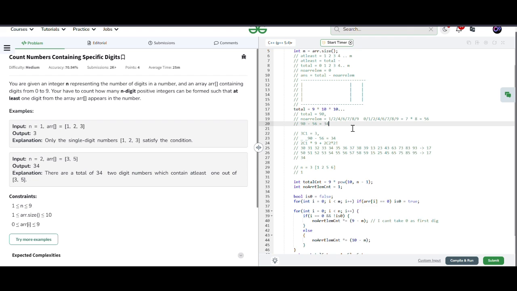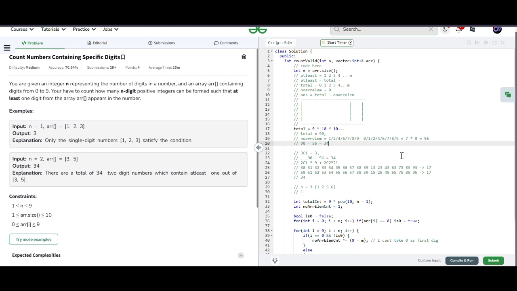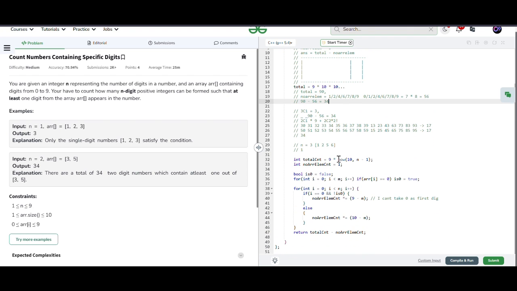Yeah, so this is the complete approach I can solve this problem with. I initialize the total count with the exact answer, that would be 9 into 10 to the power n minus 1. We can write 90 as 9 into 10 to the power 1, since 2 minus 1 is 1. So at this point we have 9 into 10 to the power 1, which is 90. And I initialize the no array element count with 1, and I'm checking whether the array has 0 or not.